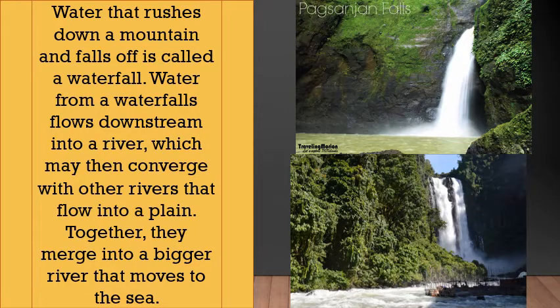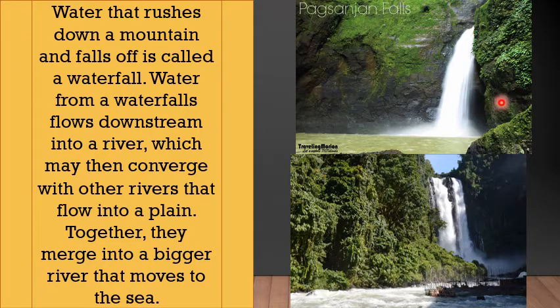Do you know this body of water? Very good. Waterfalls. Water that rushes down a mountain and falls off is called a waterfall. Water from a waterfall flows downstream into a river, which may then converge with other rivers that flow into a plain. Together, they merge into a bigger river that moves to the sea.